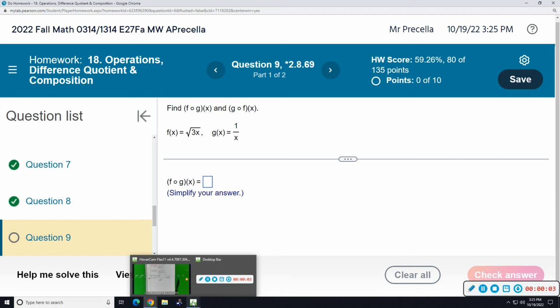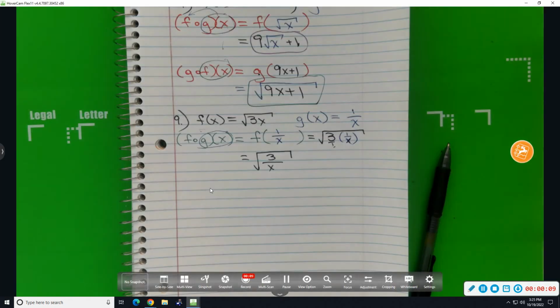Well, we got cut off there a moment, so we're picking up on question number 9. We had just found f composed with g of x. We replaced g of x with 1 over x, and then we went to f and replaced that variable with 1 over x, and 3 times 1 over x gave us a 3 over x under the radical.